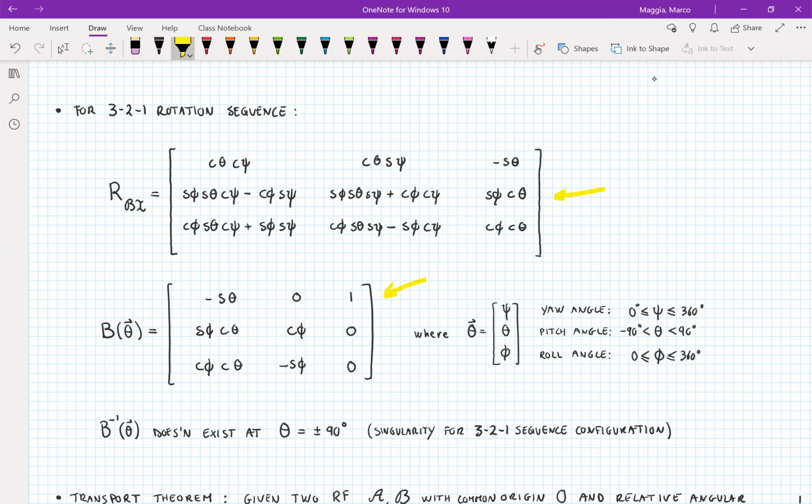It's not always the same. It really depends on how you construct the rotation matrix. So in this case, for the 3-to-1 sequence, I wrote down the expression, and this theta vector is simply the vector with the Euler angles. And for the 3-to-1 rotation sequence, the three Euler angles are also known as the yaw, pitch, and roll angles.